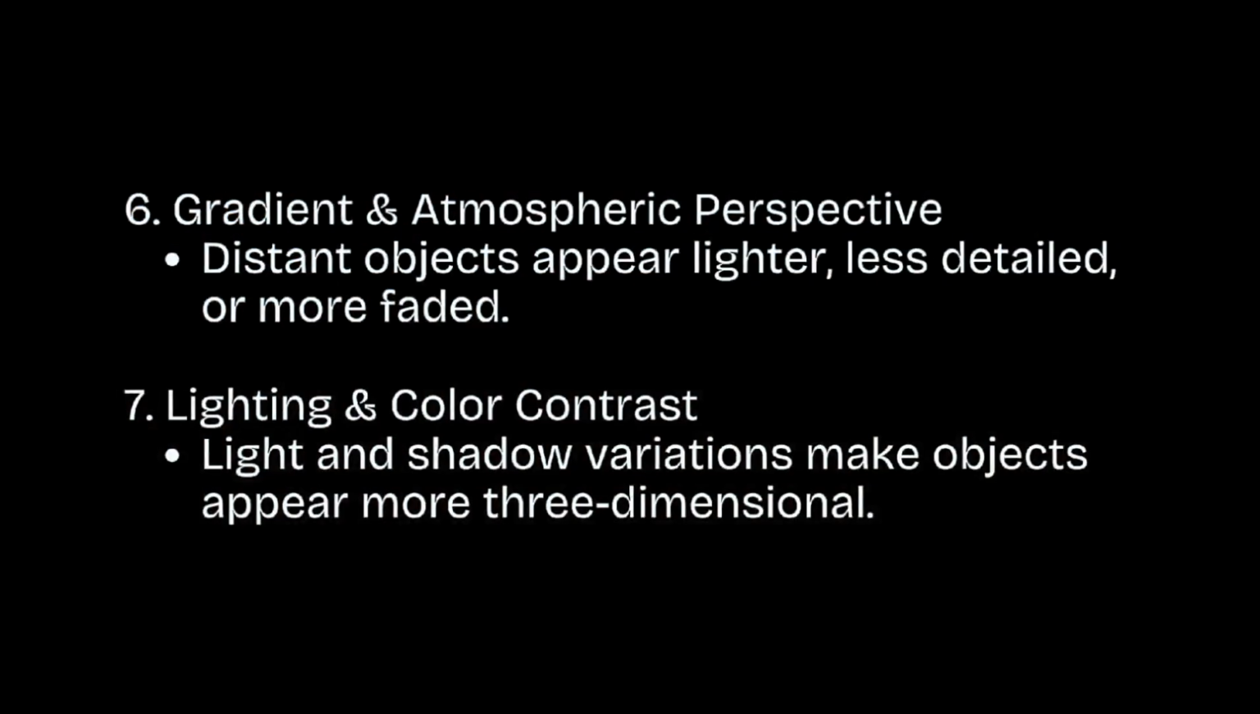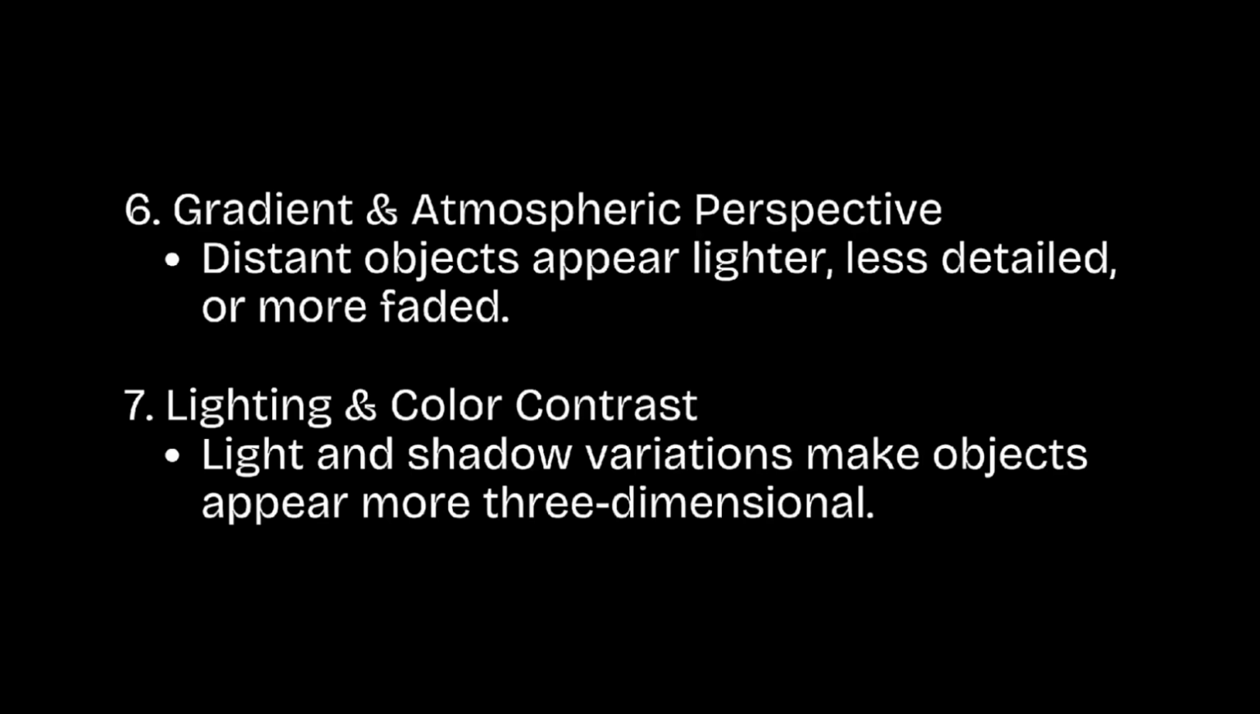Depth can also be achieved with gradients and atmospheric perspective. Distant objects appear lighter, less detailed, and more faded. So it's just making sure that an object, using either gradient or atmospheric perspective, is, let's say in the daytime, somebody seeing something from a distant place, it's going to look faded. So fading something out can also work. Then using gradients, whereby maybe from the left to the right it's faded because of the gradient, is a sense of perspective and it's creating depth.